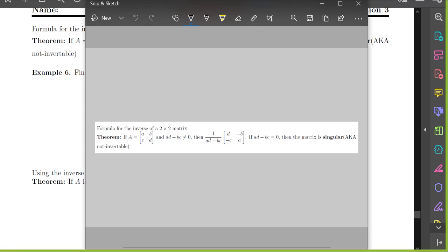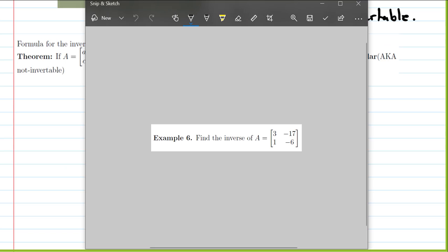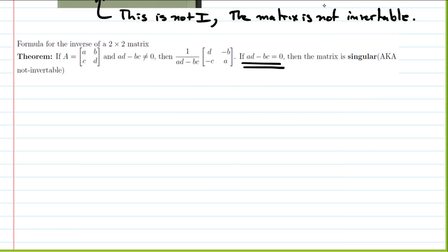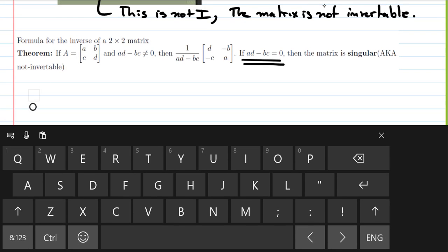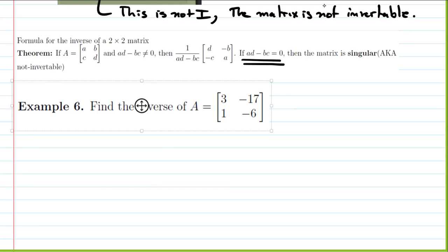We're going to find the inverse of that same matrix once again, this time using this theorem. So we identify our A, B, C, and D. So our A is going to be 3. Our B is negative 17. Our C is 1. And our D is negative 6.